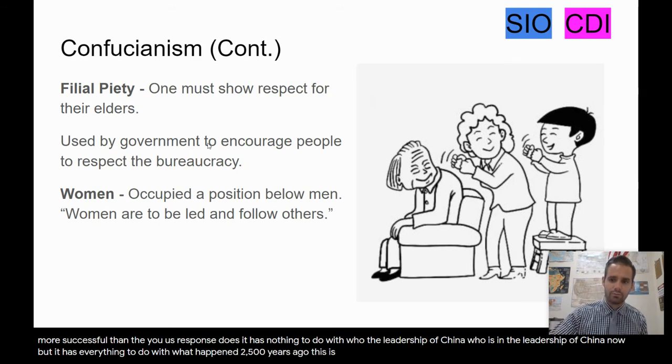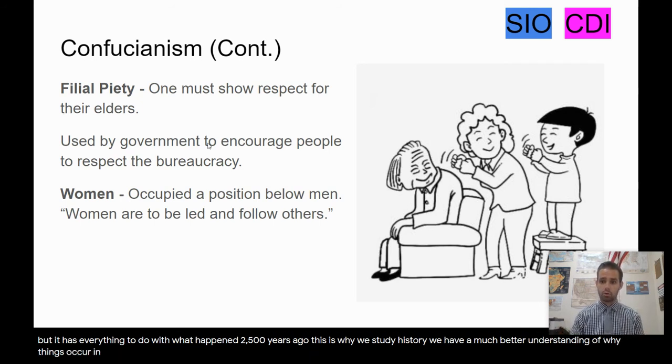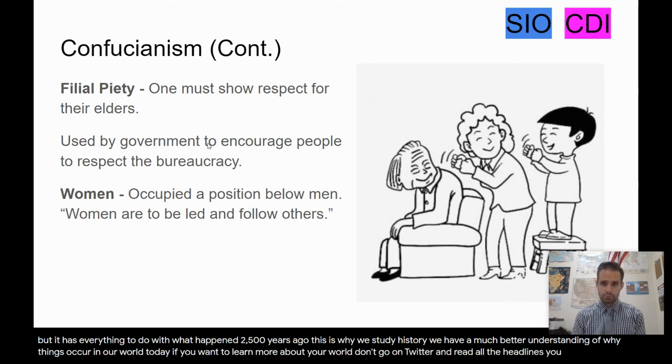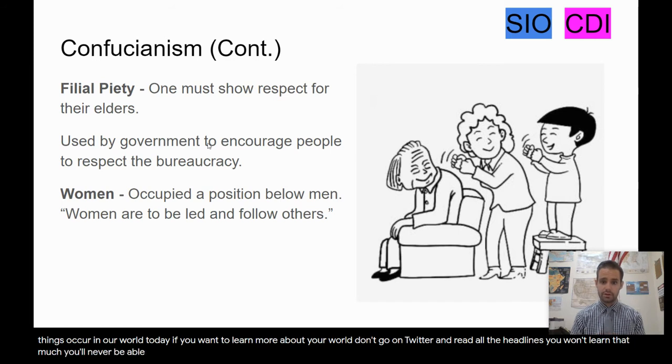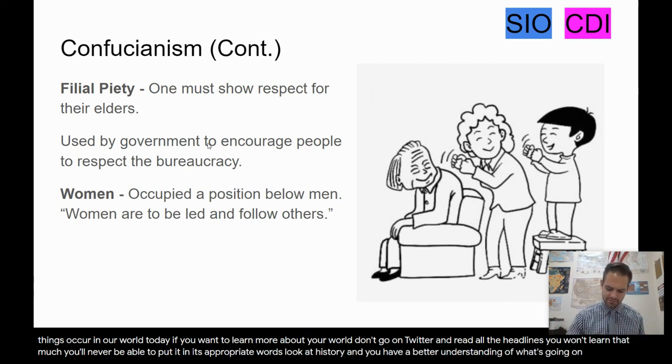This is why we study history. We have a much better understanding of why things occur in our world today. If you want to learn more about your world, don't go on Twitter and read all the headlines. You won't learn that much. You'll never be able to put it in its appropriate context. Go backwards, look at history, and you'll have a better understanding of what's going on in our society today.